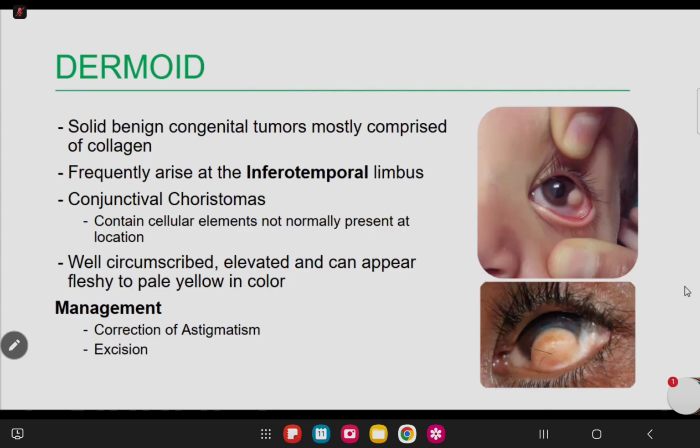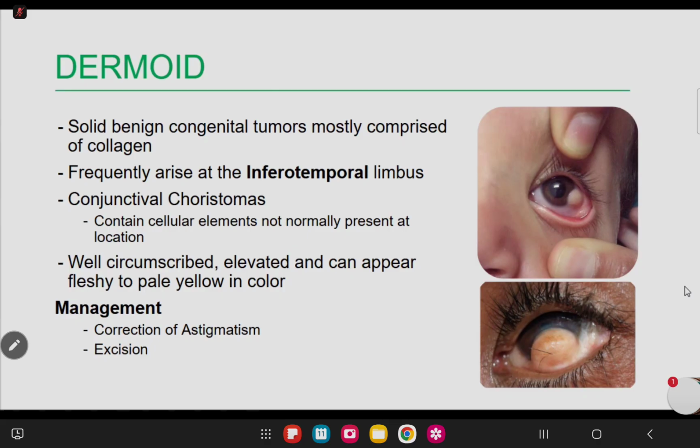These are conjunctival choristomas as compared to your hamartomas. No? So choristoma, it's not really meant to be there. So contain cellular elements not normally present at location. No, so well circumscribed, elevated, and can appear fleshy to pale yellow in color. So for the management of this condition, especially in those cases that it's really significant, it covers like the picture below, it covers more than a third of your cornea.